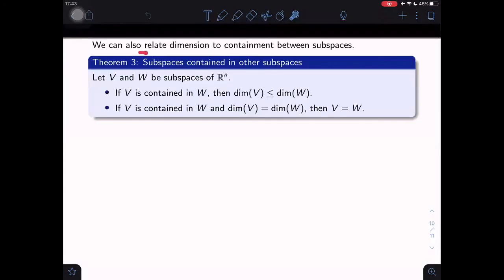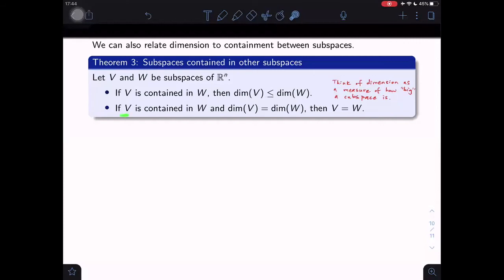We can also relate dimension to containment between subspaces. Suppose V and W are subspaces of Rn. If V is contained in W, possibly V is smaller or V is exactly W, then the dimension of V is smaller or equal to the dimension of W. This makes sense if we think of dimension as a measure of how big a subspace is.